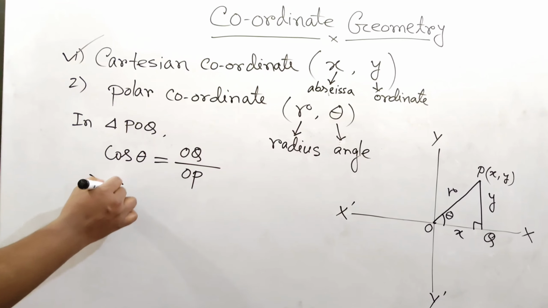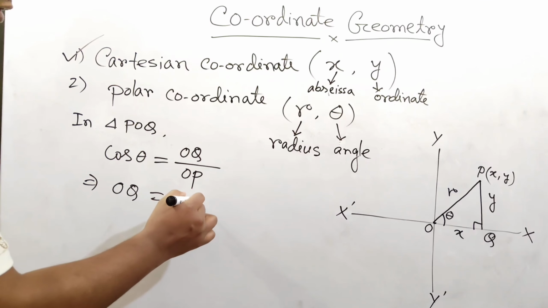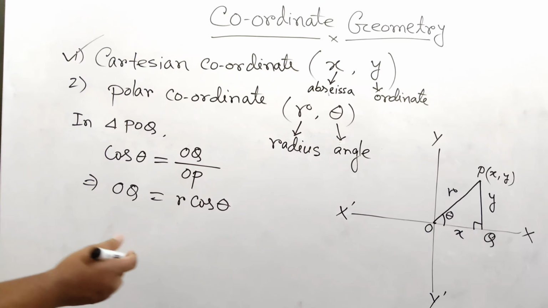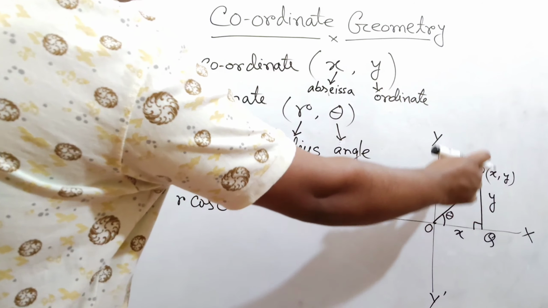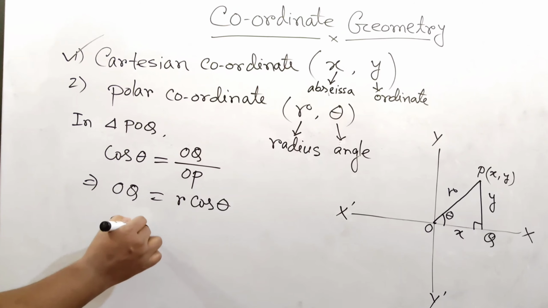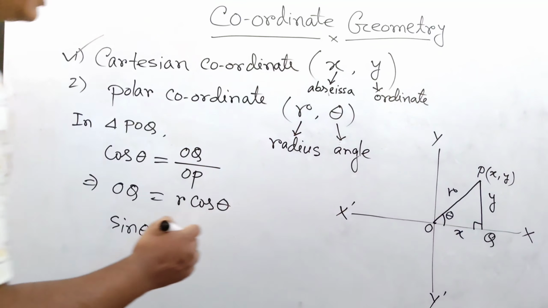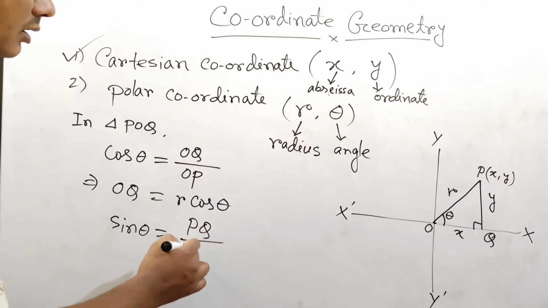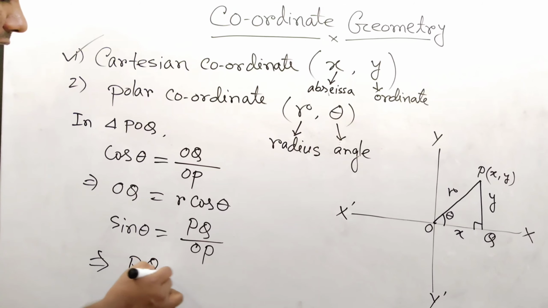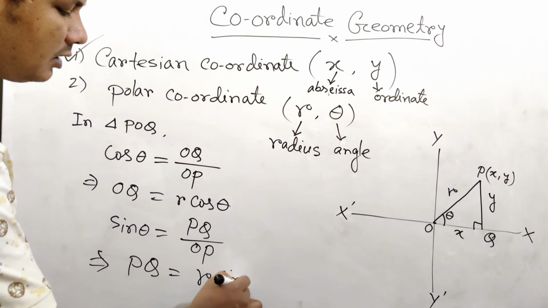So we can say OQ equals, here the value of OP is r, so r cos theta. So OQ equals r cos theta. And again, if we consider sine theta equals opposite over hypotenuse, that is PQ over OP. Now we find the value of PQ, OP is r, so PQ is r sin theta.